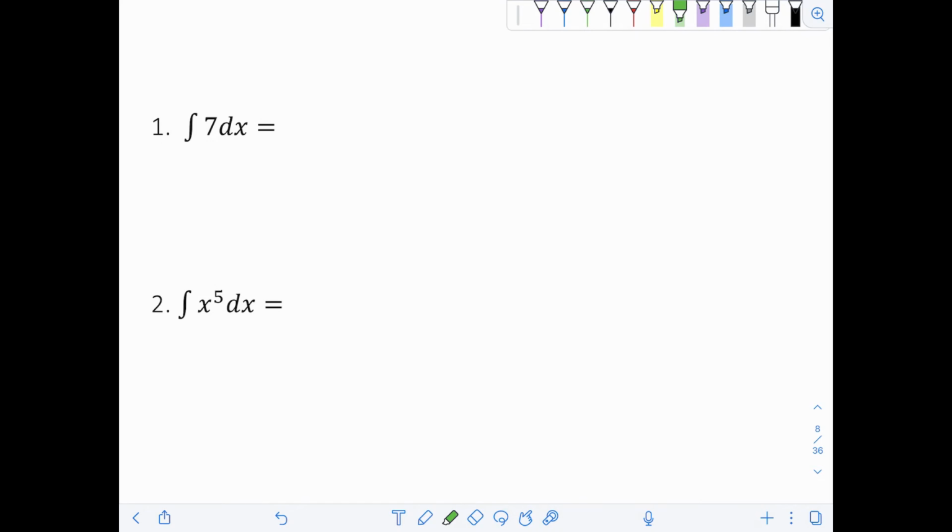So let's look at some examples. The integral of 7 is going to be 7x, because if we check it, the derivative of 7x is 7, and then we add in the plus c.